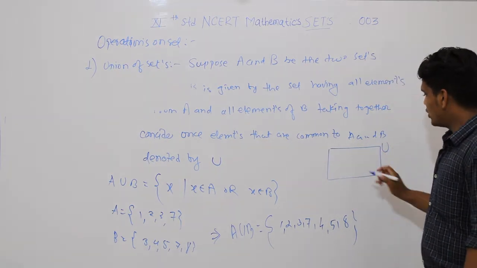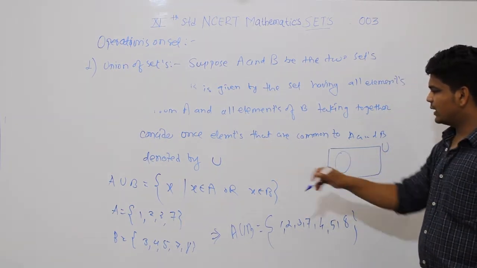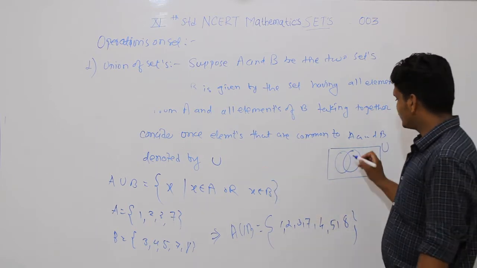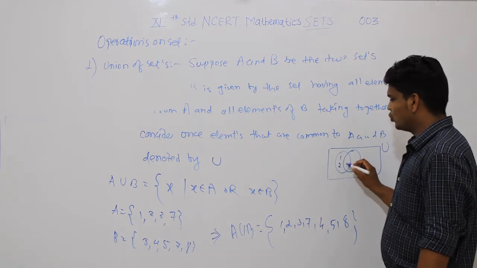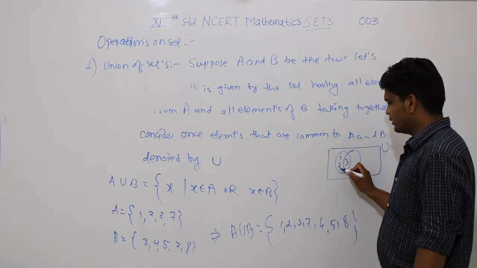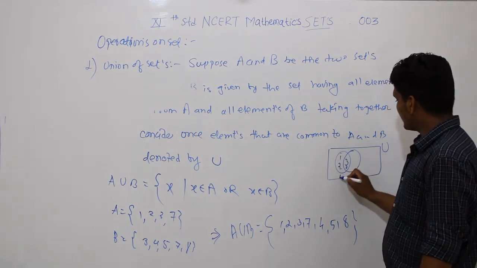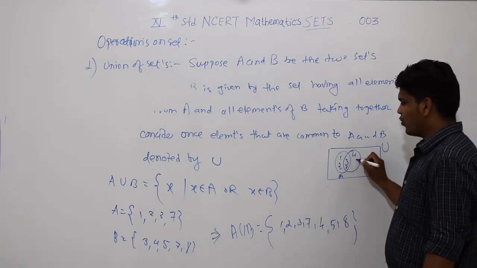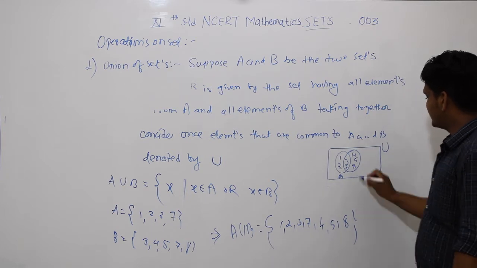Here is U. Now I have my set A and my set B. Means what? My A set is 1, 2, 3, 7. Now my B set is 3, 4, 5, 7 and 8. This is my B set.